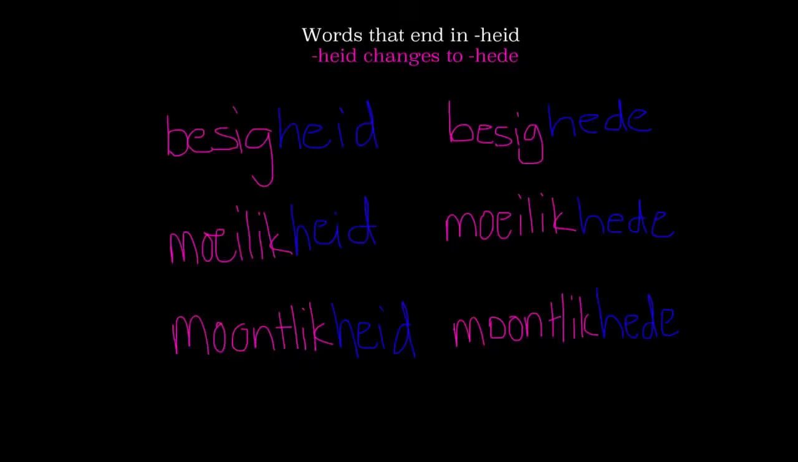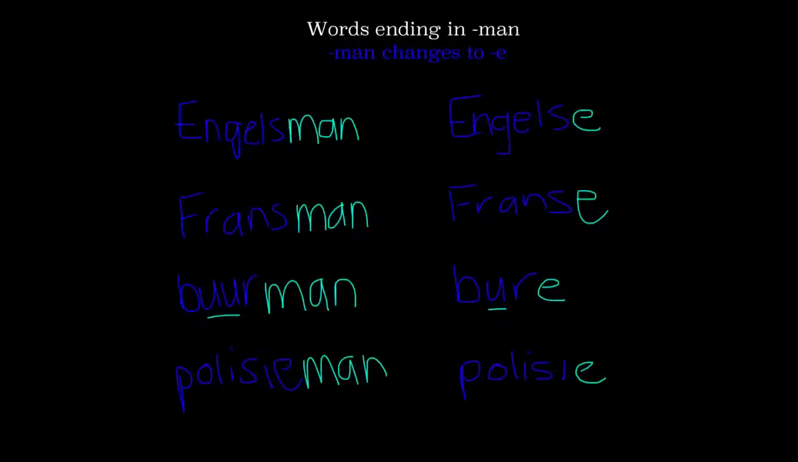Right, words that end in heid, H-E-I-D, change to hede. So we add an E and drop the I. Okay, they love to test this one, besigheid, which becomes besighede. Okay, make sure you remember this rule. It's a very basic one that they love to test.